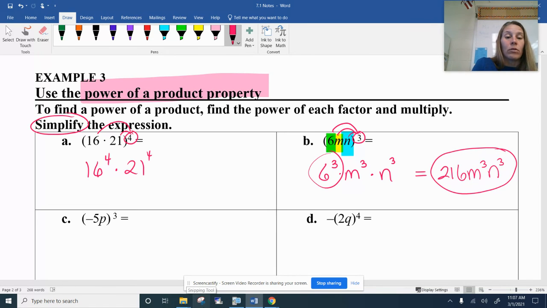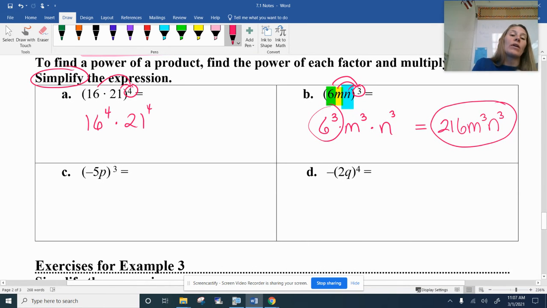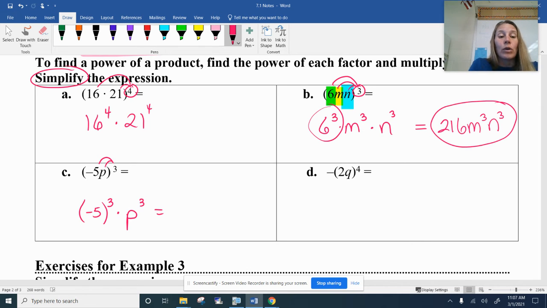Okay, so let's take a look at example C. Now this time we have a negative number inside, but remember negative numbers always have to stay in parentheses. So this -5 is going to get a third power. And then that p is also going to get a third power. Now I want to work out my -5 to the third power.